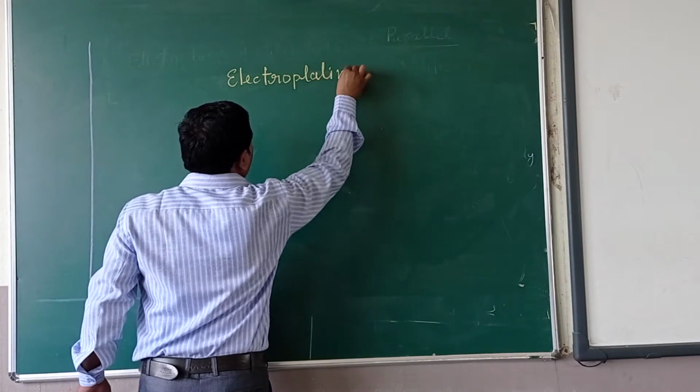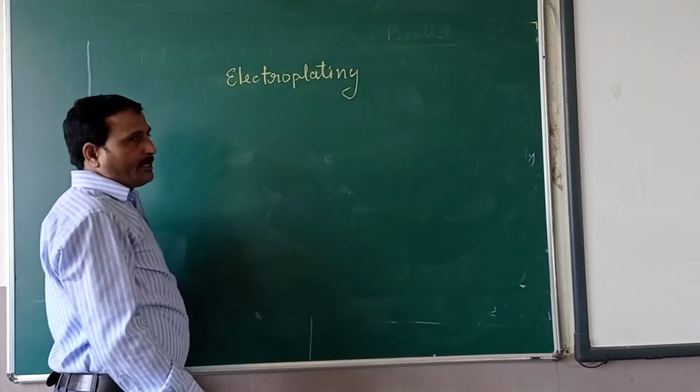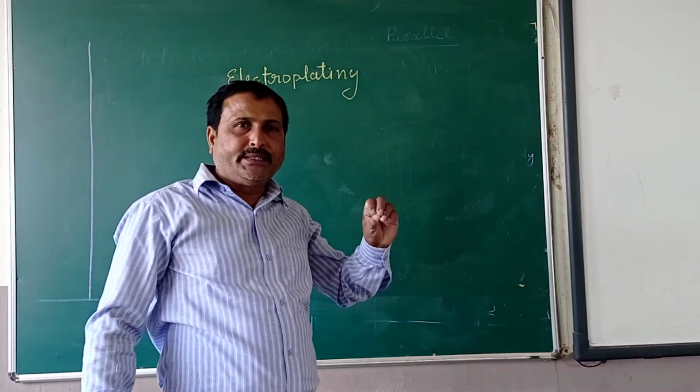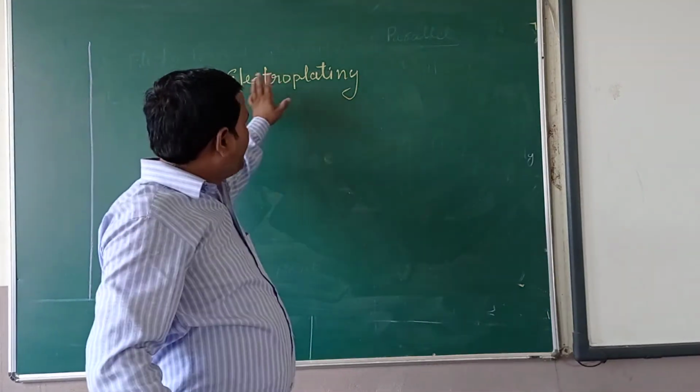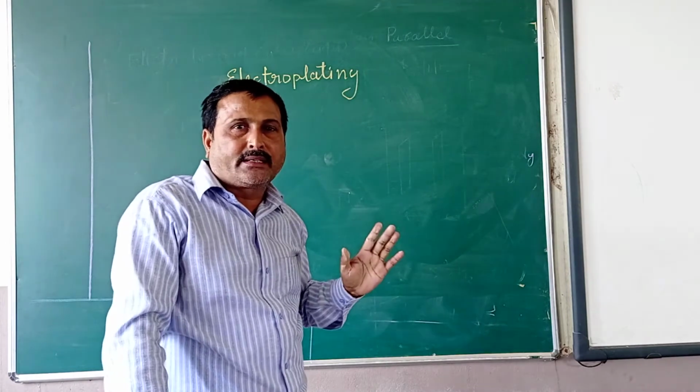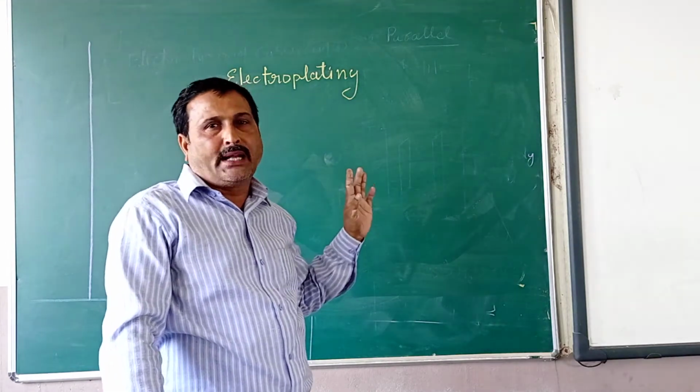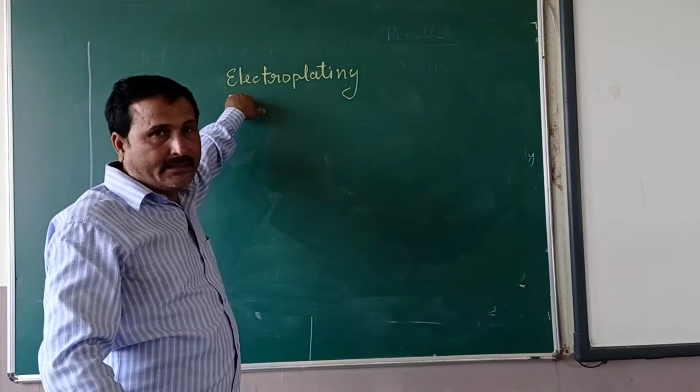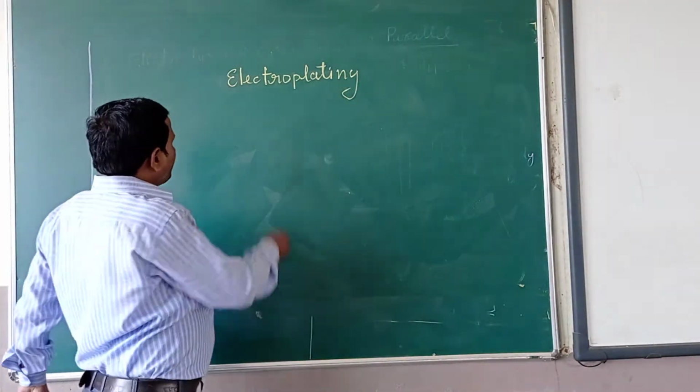Electroplating. What is the process of depositing a thin layer of a superior metal over the surface of an inferior metal by the process of electrolysis known as? Electroplating.